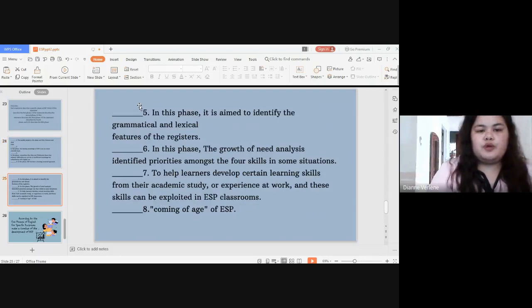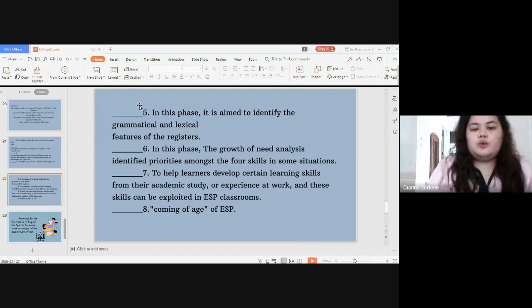Okay. The next, number five. What is the answer in number five? Okay. Correct. It is the register again. Number six. What's the answer? Okay, correct. It is the analysis of study skills, which is number four. Number seven, who wants to answer? Okay, correct. It is the learning-centered approach, which is the fifth one. Okay, last, the coming of age of ESP, who wants to answer? Okay, correct. It is the target situation analysis.